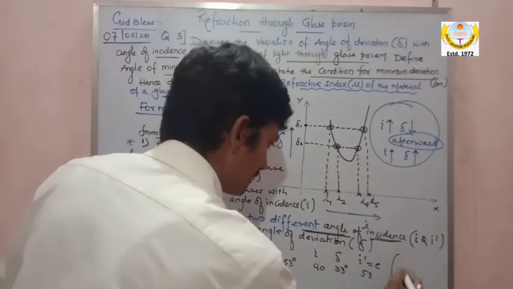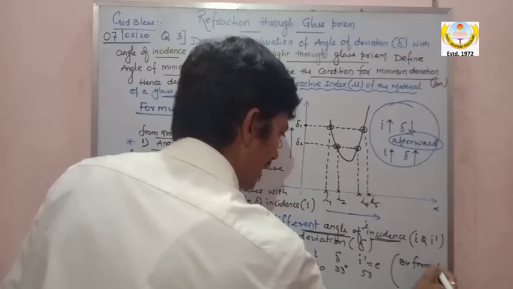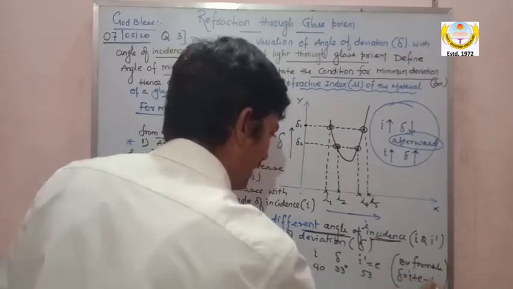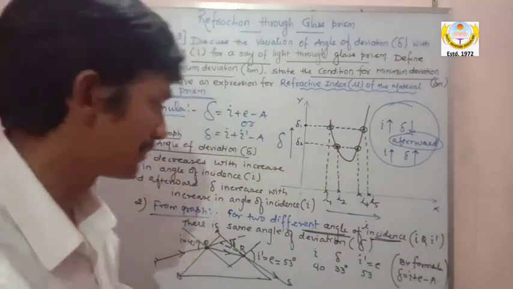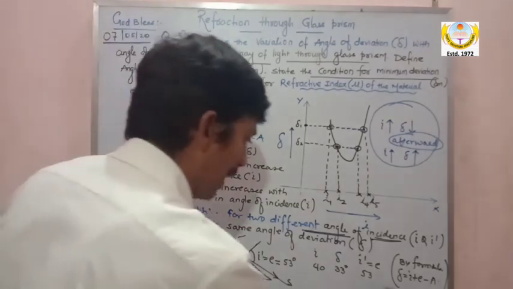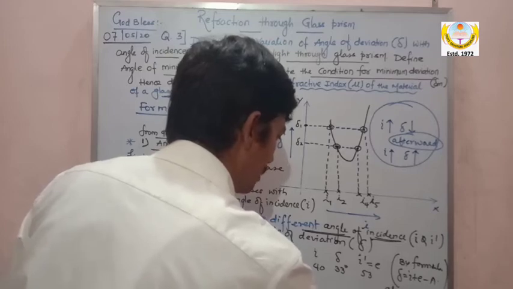By formula, look at, try to understand, delta is equal to I plus E minus A. This is the formula, or E is taken as I dash. Try to understand, and the path is PQRS along PQRS.